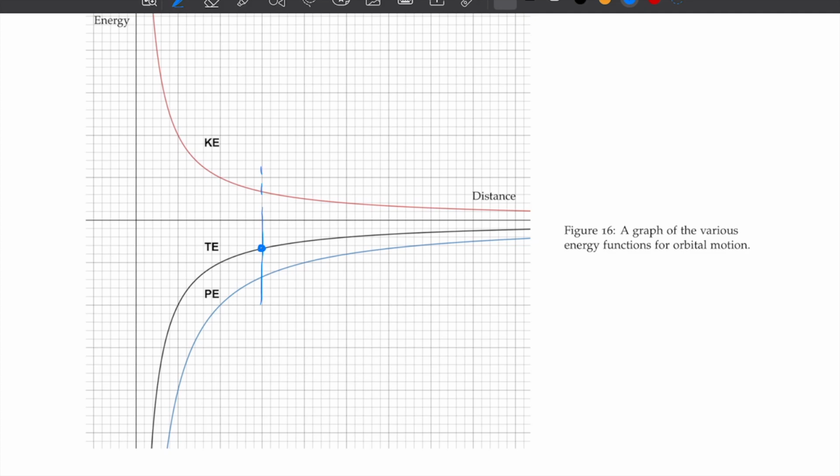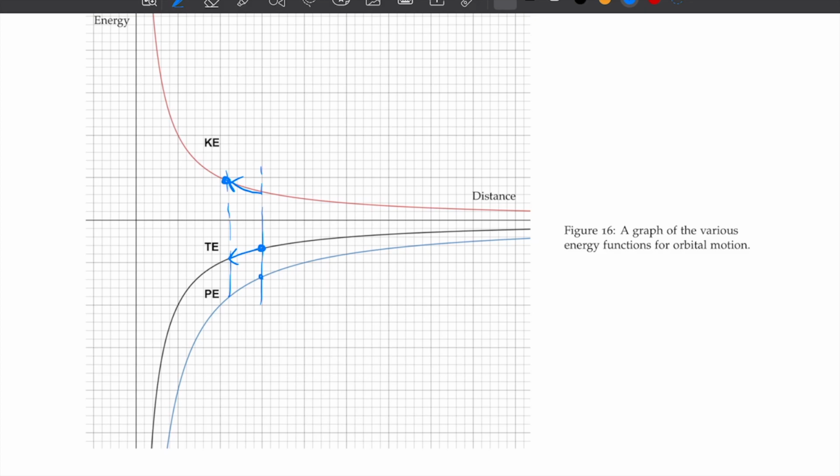If it now starts to experience a drag force, it's going to lose total energy. So it's sort of going to slide down the total energy curve, but that actually corresponds to an increase in kinetic energy. It actually speeds up. And how is that possible? If it's losing total energy, negative work is being done, how come it's speeding up?